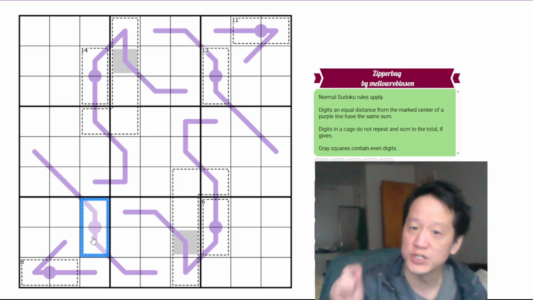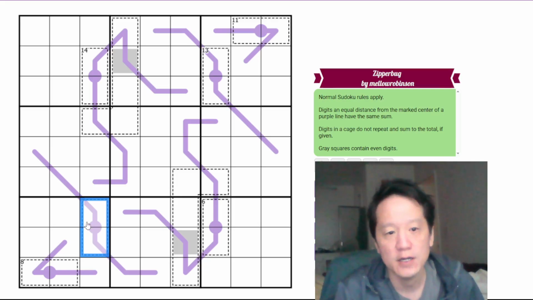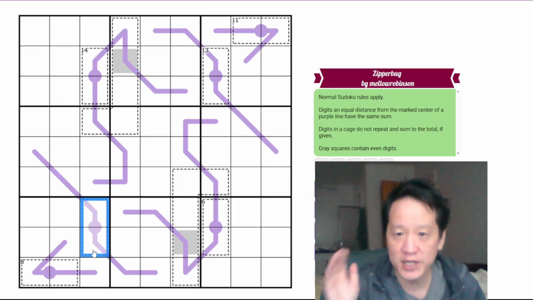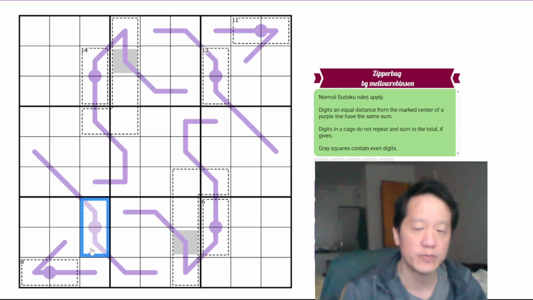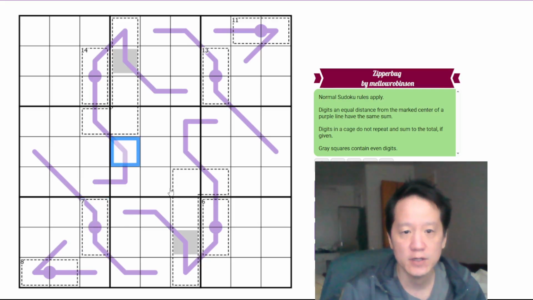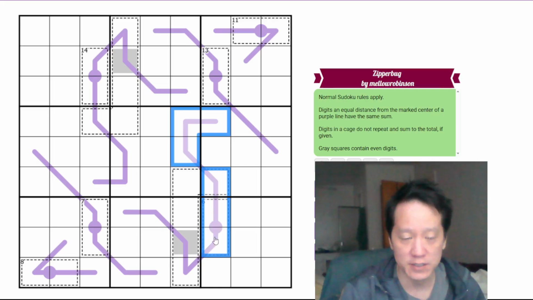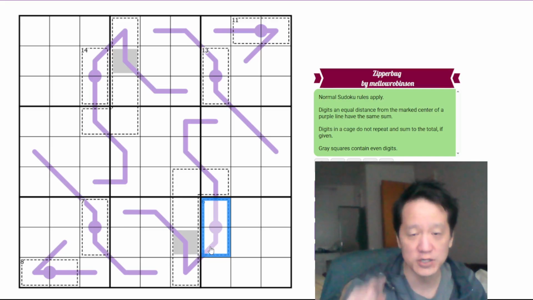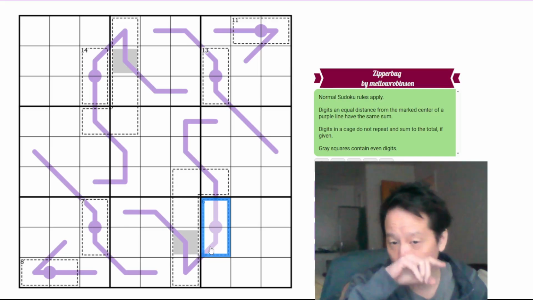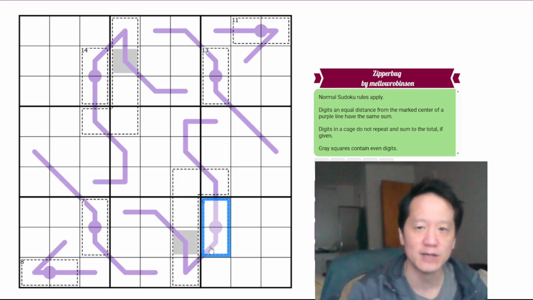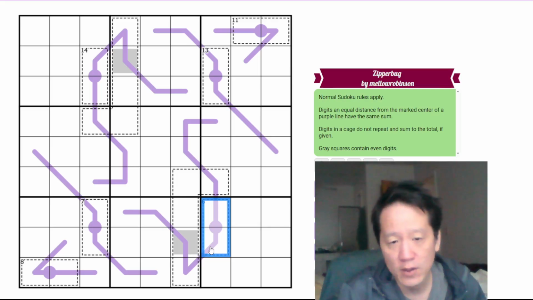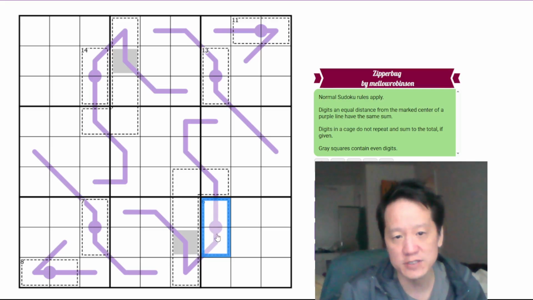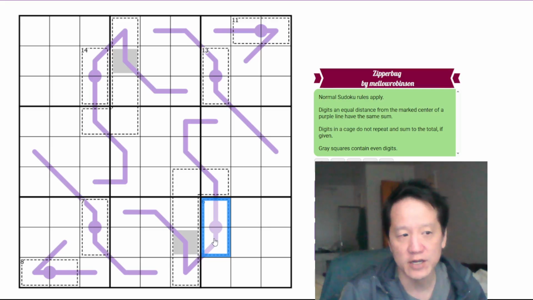This is called a zipper line, where digits that are the same distance from the marked center of a purple line have the same sum. This one we can tell easily because we have cages here, but basically these two digits must add up to 6, and that's by the cage. Okay, so let's continue with the cage first. Digits in a cage do not repeat and sum to the total if given. So that means these two digits must sum to 6 because they are in a cage.